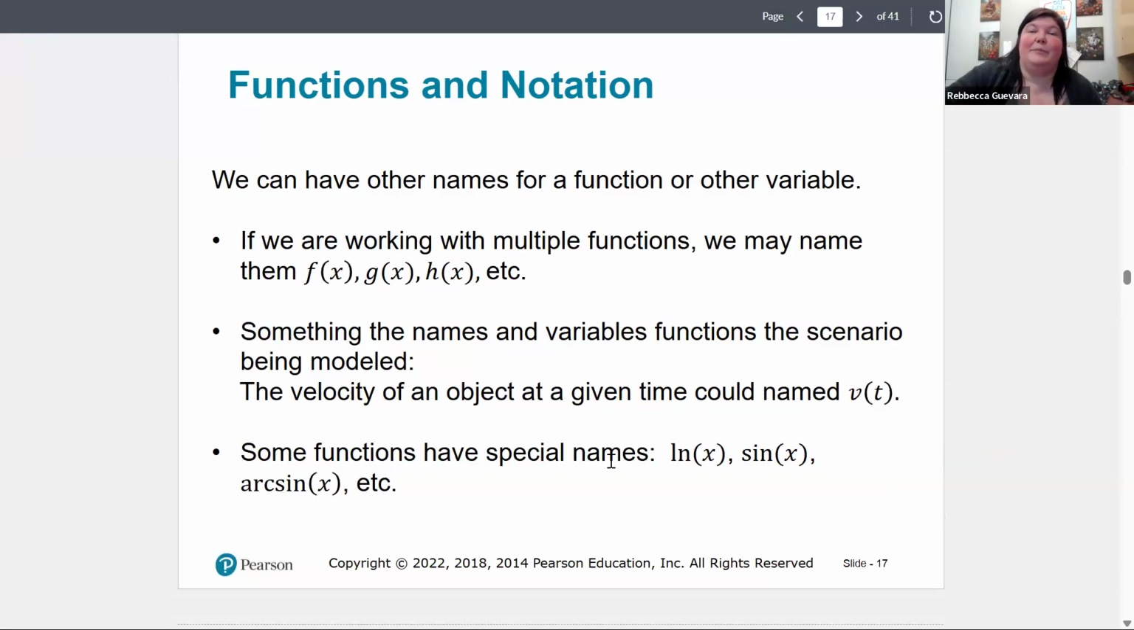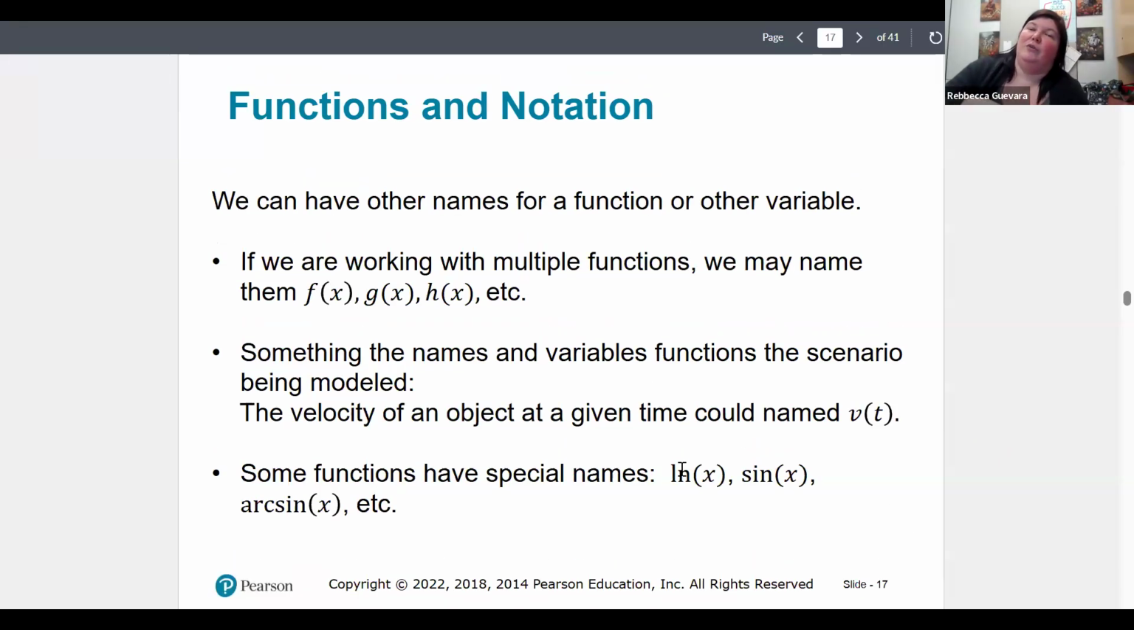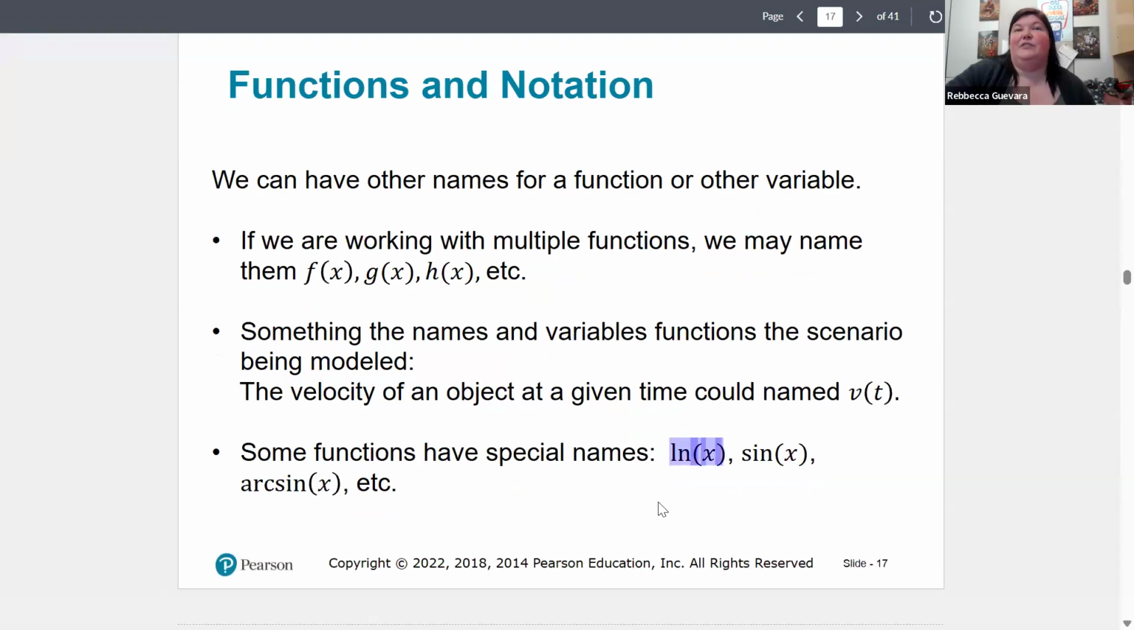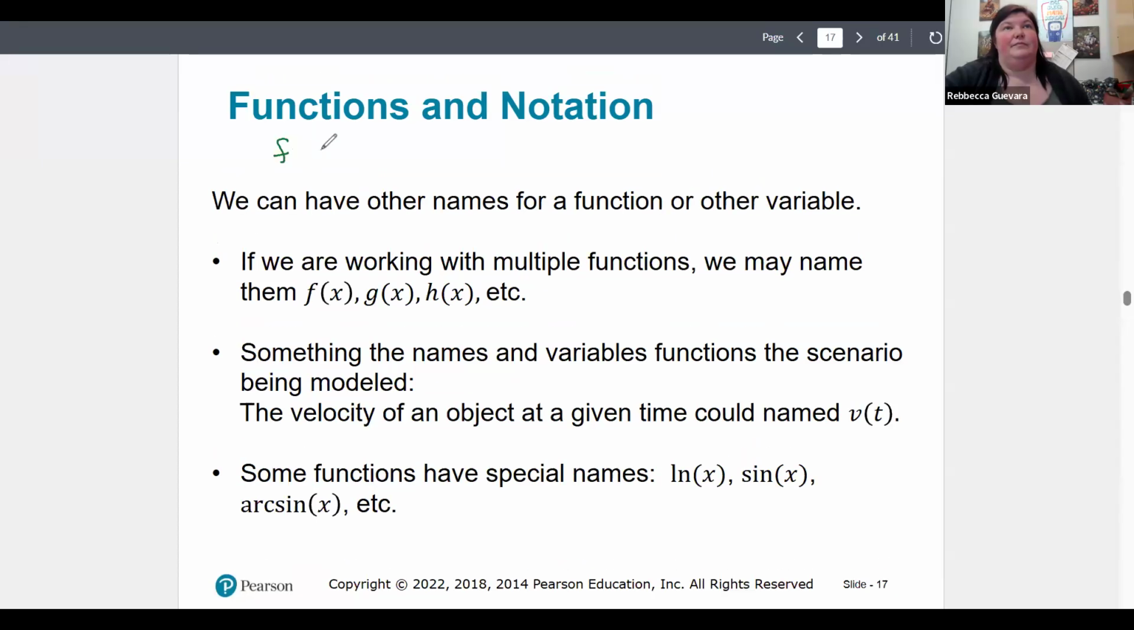We also have some functions that can have special names. So one of the things that we're going to use is logarithms in this course. So this ln means natural log of x. This is a function I can't write out with a formula, meaning I can't write something like this and have this formula go through. So relationships that I can't write an algebraic formula for, we sometimes give special names to. So we'd have natural log of x, the sine of x, the arc sine of x. So sometimes you'll see these specialized names for functions.